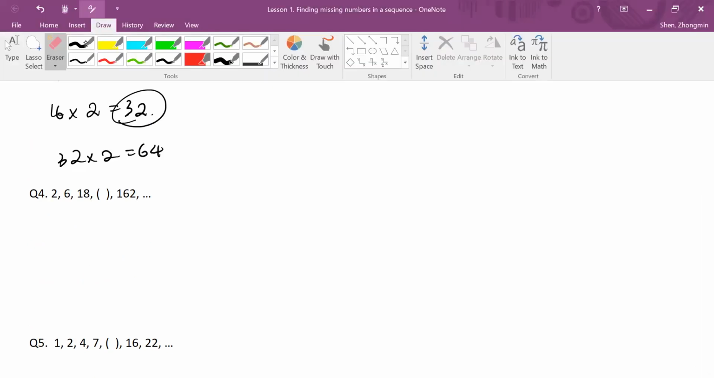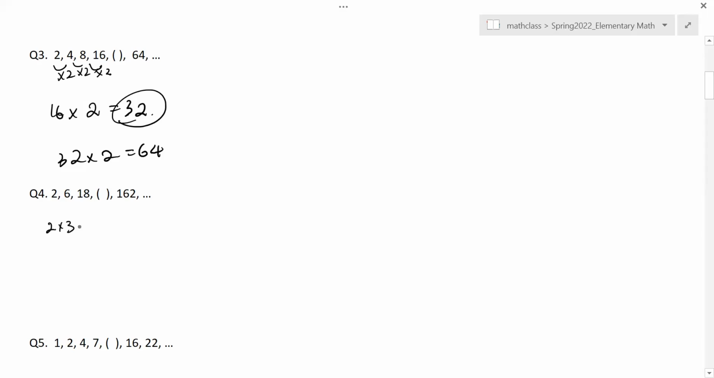All right. So 2 times 3, you get 6, and 6 times 3, you get 18. Then 18 times 3, you get 54. Okay. And you also check that 54 times 3 is 162. So 54 is going to be the answer. That's how we get it. So 18 times 3 is going to be 54.